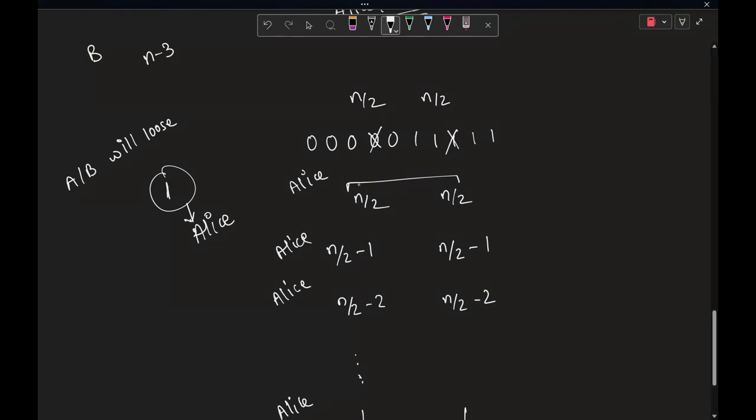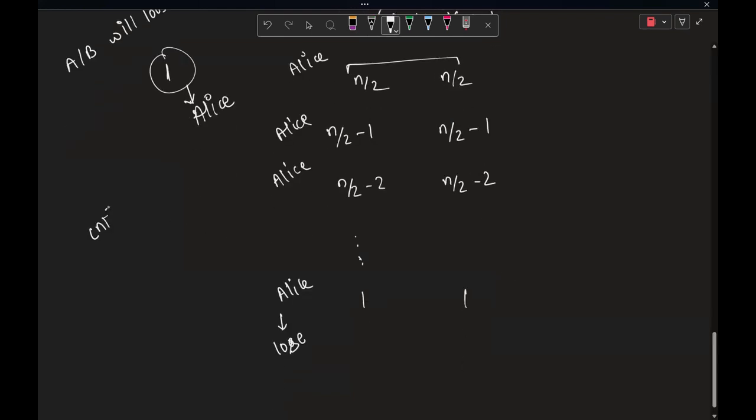If 0 and 1 are coming so many times, but they are coming an equal number of times, if Bob can maintain this equality, the number of times 0 has been coming, then eventually at the end of the day, this 1 1 will come.